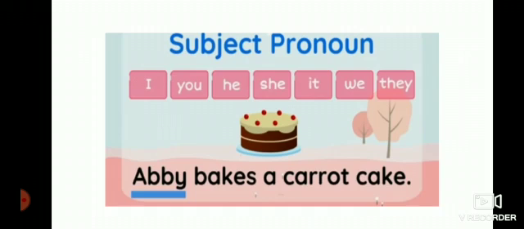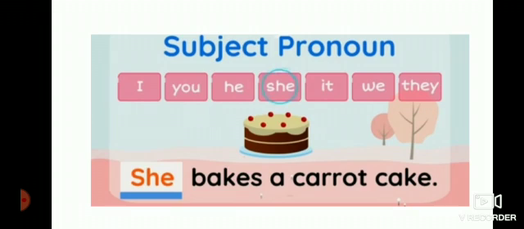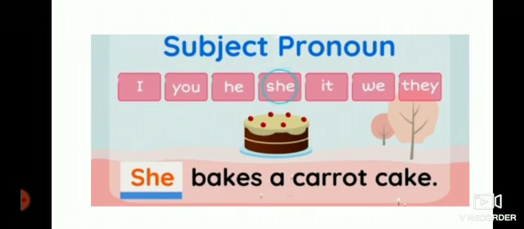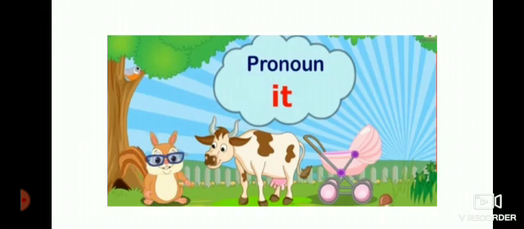See the example. Abhi bakes a carrot cake. Instead of Abhi, is it a girl or a boy? Yeah, girl. So what do we write? Yeah, very good. She. She bakes a carrot cake. Instead of Abhi, you have to use she. What is meant by pronoun? It takes the place of a noun, isn't it? So instead of a noun, we have to use a pronoun. Now we are going to see he, she, it, they. Instead of Abhi, what do we write? She. Now we are going to see it.